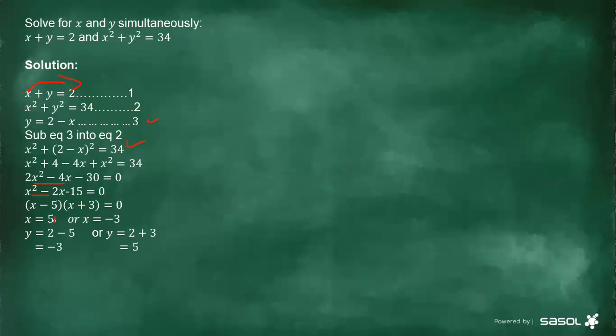Then you take the first value of x and substitute it into one of these equations, but I always advise you to take the third equation because y is already the subject of the formula. You just substitute the value of x here, then 2 minus 5, which is minus 3. Then you take x as negative 3, so it's going to be 2 minus negative 3, which is positive 5. So that's how you should solve the simultaneous equations.